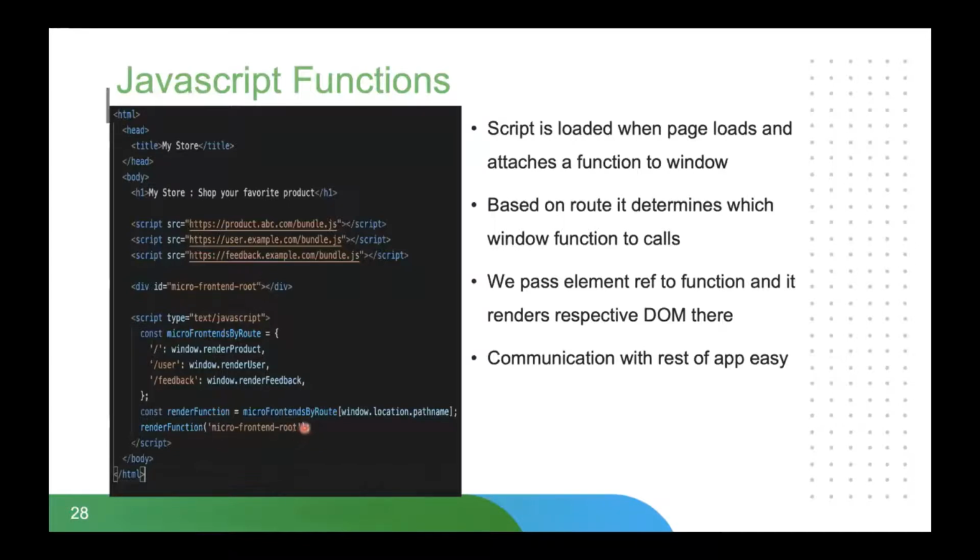So this is called a contract. Whatever values we are passing in the parameters, this is the contract between the micro frontend and the container app. That's why communication with the rest of the app is easy. So this was the method with JavaScript functions.